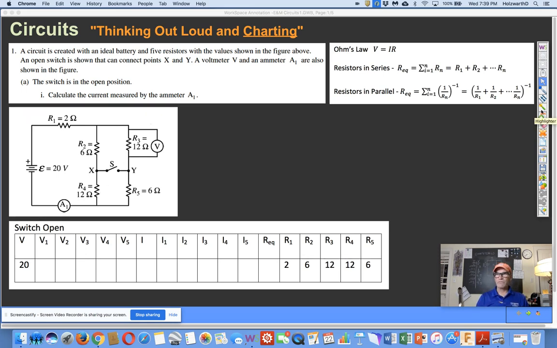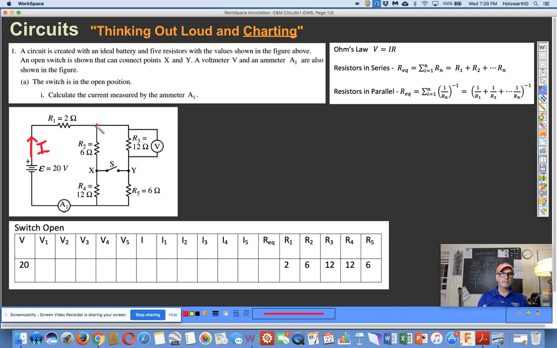I'm just going to start sketching some stuff up here. Let's use my favorite color, red. And so we've got current leaving the battery, positive current. I'm going to call that big I. And then the I is going to pass through R1. So the value of I1 is the same as the I that leaves the battery.